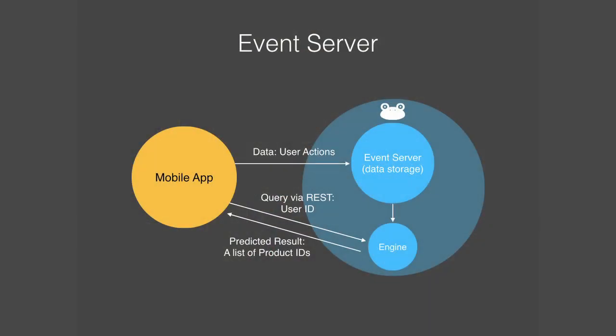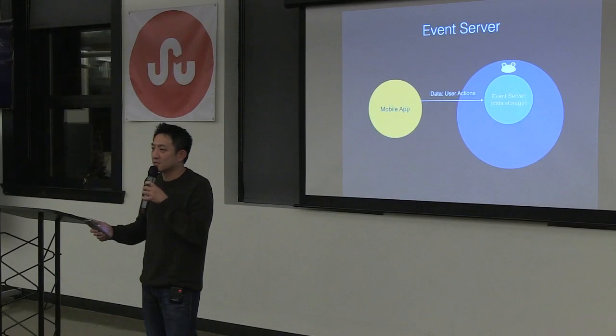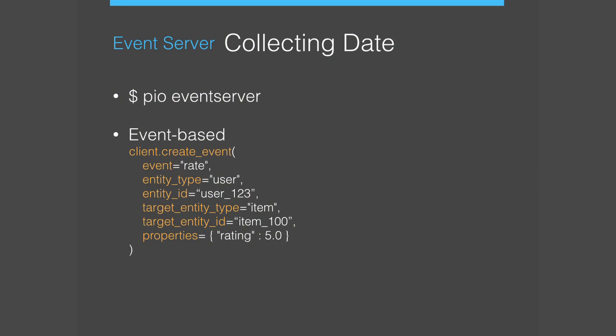So I talked about two components, right? Two main components. One is the event server. The other one is the engine. Now let's talk about the event server because it's the simplest component. The event server is the one that collects data from your mobile application or from your website or from your wearable device.